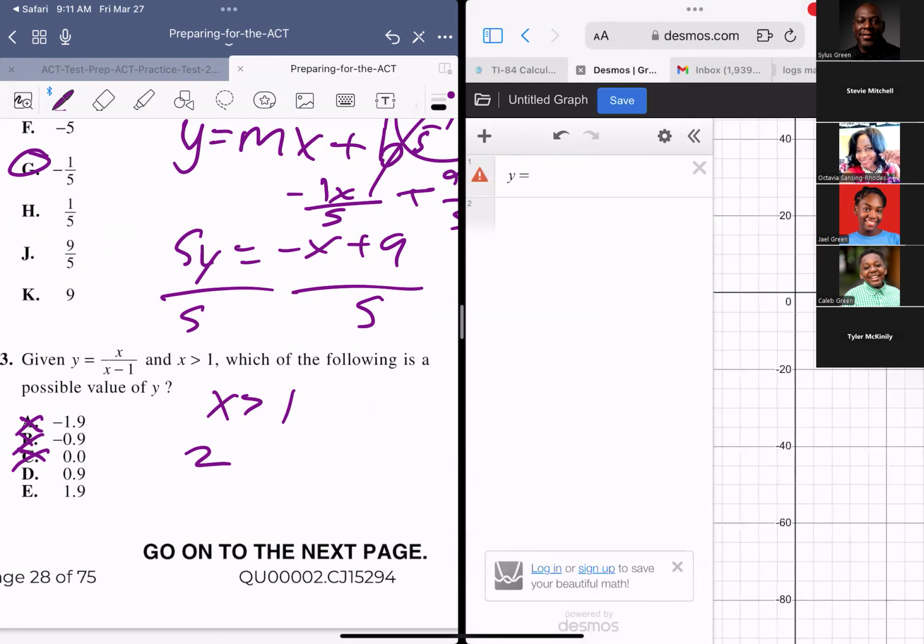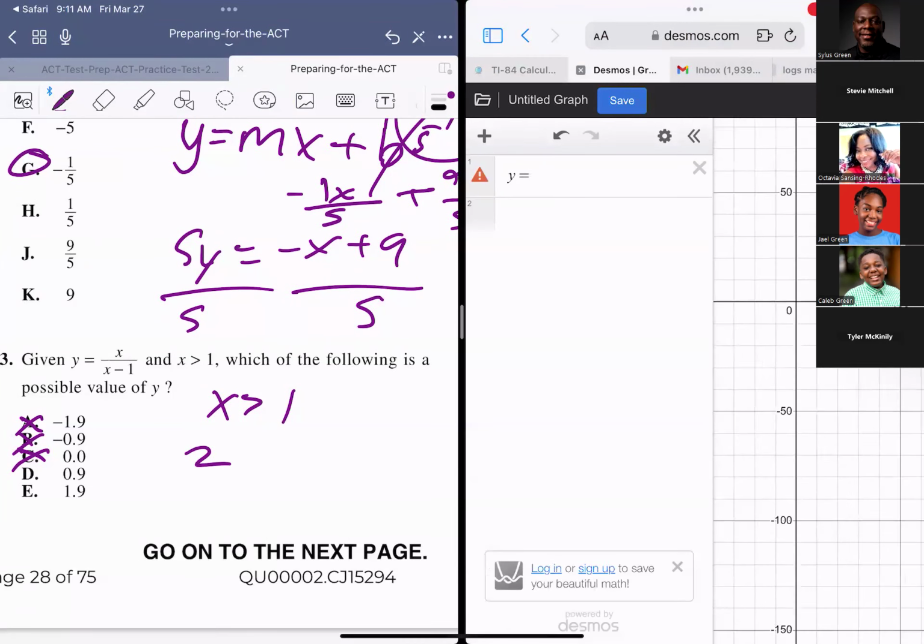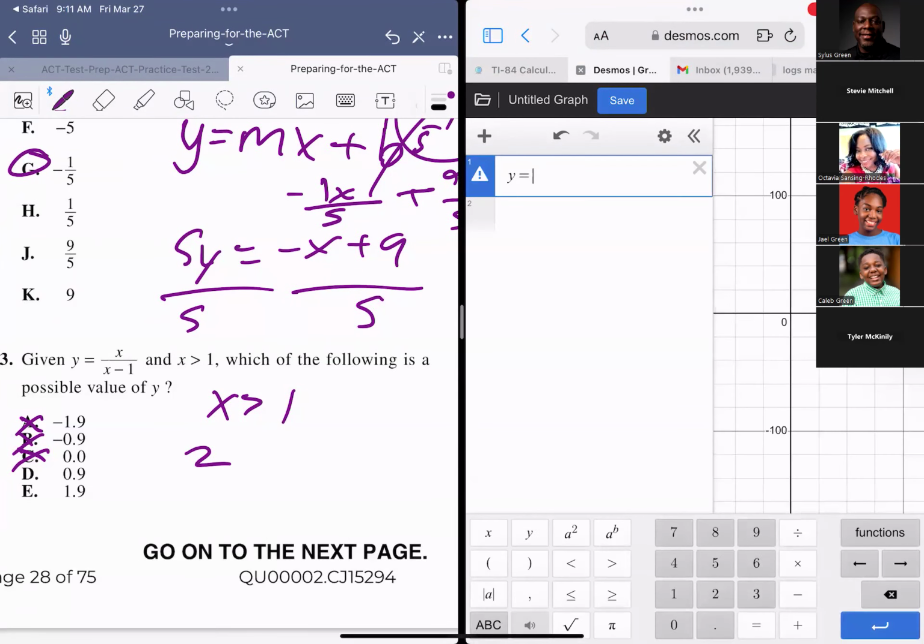And I think that's what this graph is about to show. Because if x was 1, then, well, it says x is greater than 1. But if x was 1, then you would have x over 0. So you can't get to 1 because it would be undefined at that point. But I'll show you on the graph too. X divided by x minus 1.